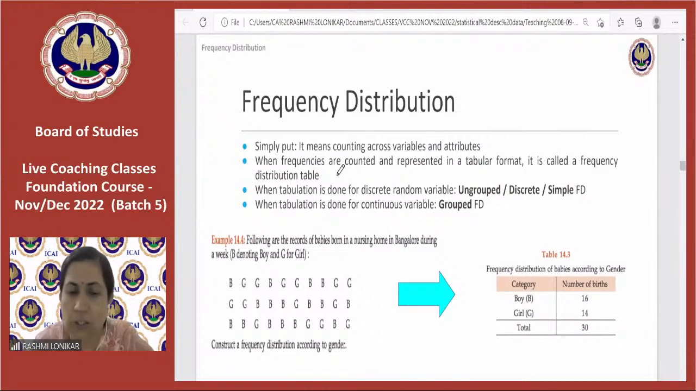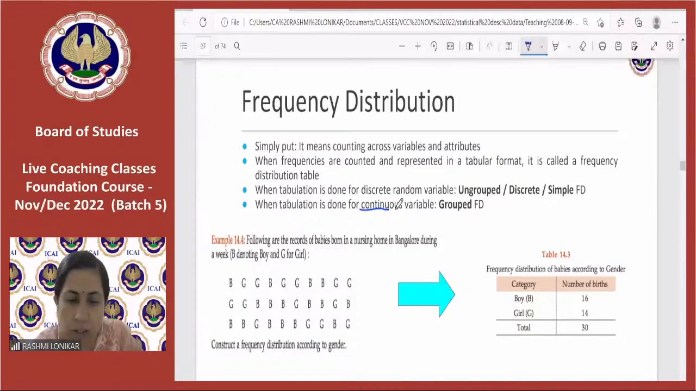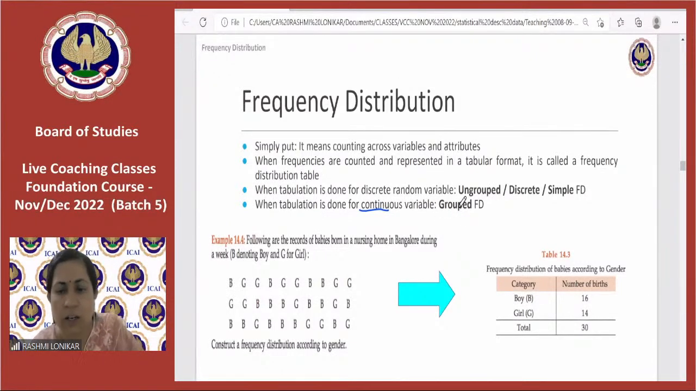Now, when tabulation is done for discrete variables, you may have grouped, ungrouped, discrete, or what is known as simple frequency distribution. When tabulation is done for a continuous variable, you call it a group frequency distribution. So when you are reading a book on statistics and you find it's a simple frequency distribution, that means the variable you are going to talk about is a discrete variable. Group frequency distribution is when you're talking about the continuous variable.